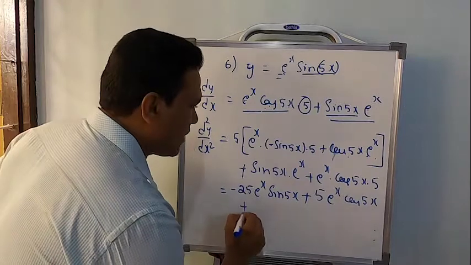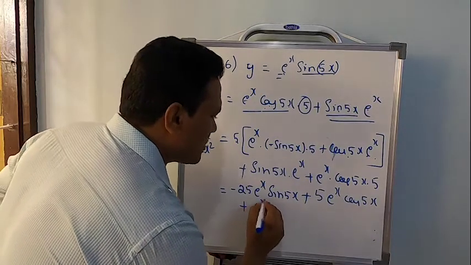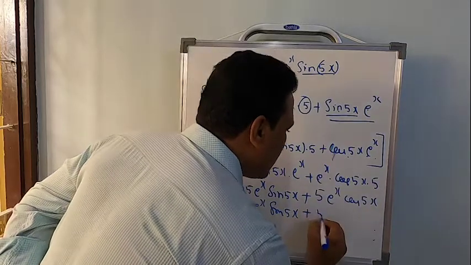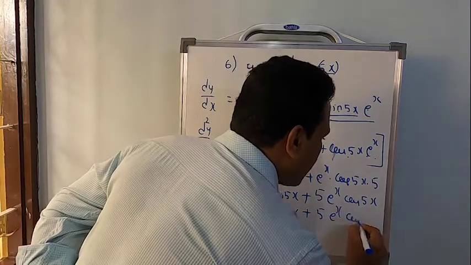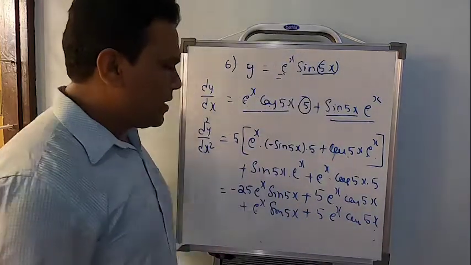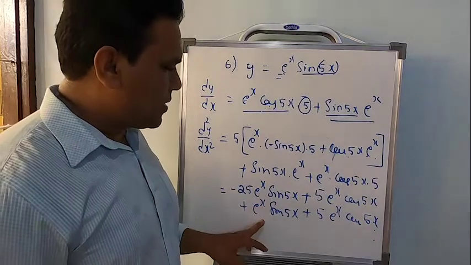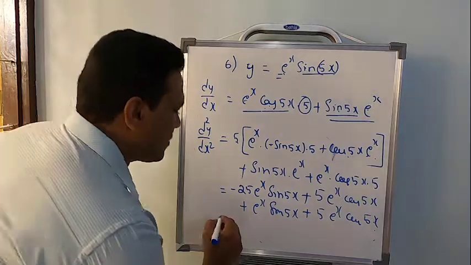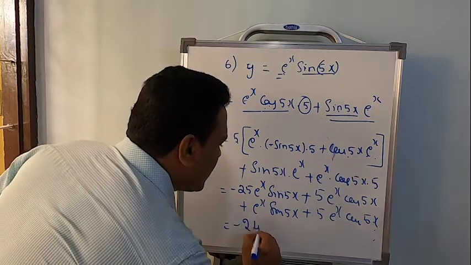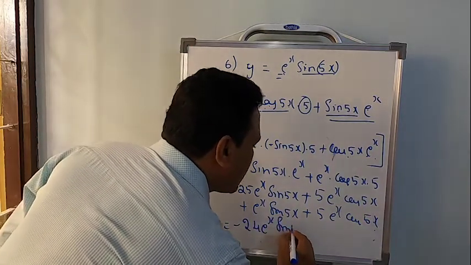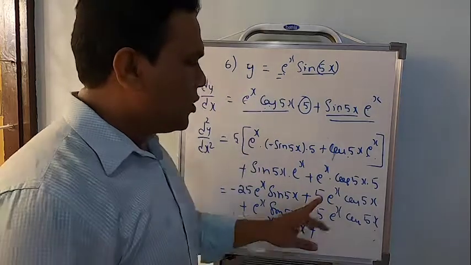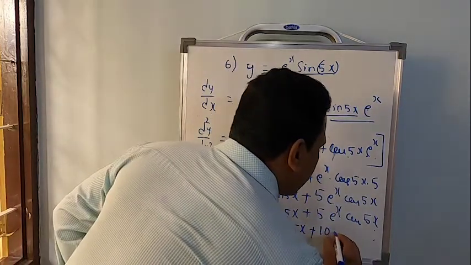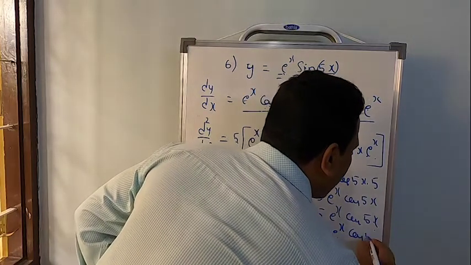Now the last we have here e power x multiplied by sin 5x, plus here it is 5 e power x multiplied by cos 5x. These are like terms, so it's something like minus 25 plus 1. So minus 25 plus 1 will be minus 24 e power x sin 5x, plus, you can add up these two, these two are like terms once again, so plus 10 into e power x into cos 5x.